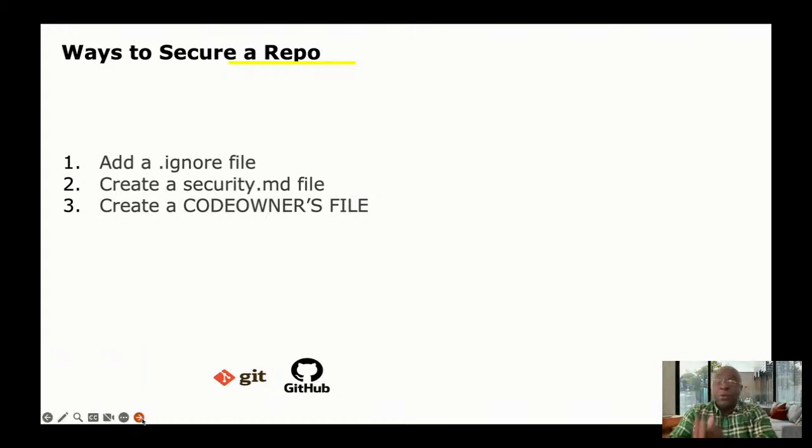Then also, we're going to create a code owners file. If we have a code owners file in this repo, whenever there is a pull request, the people that have been mentioned here will be the ones that will have to come and approve and do all the other things.